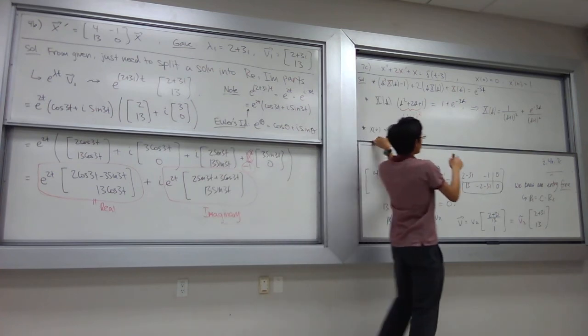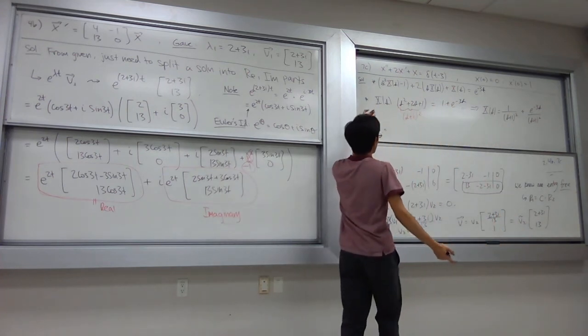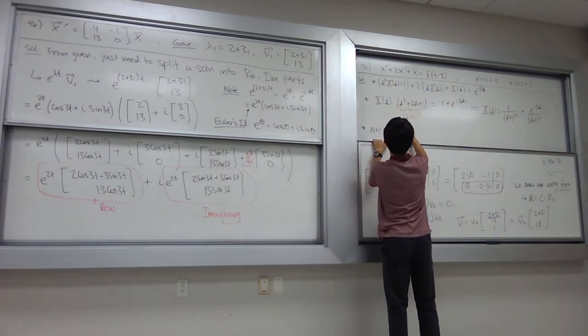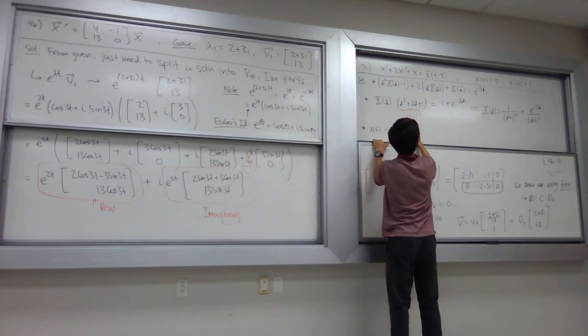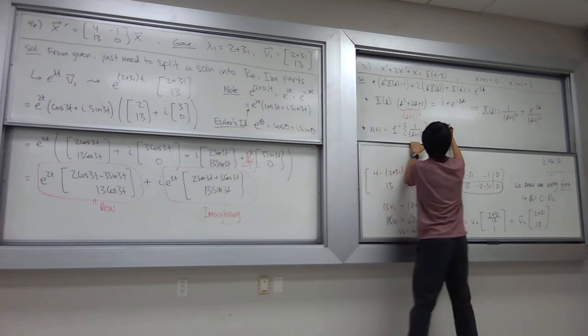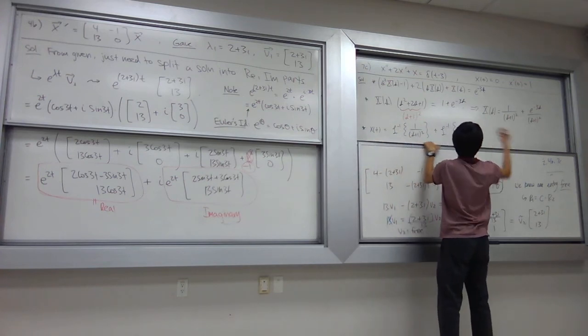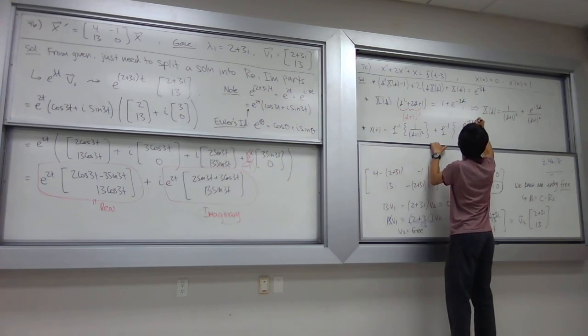So what's it going to be? Well, it's the sum of these two. So we need an inverse transform of each piece. So L inverse of 1 over s plus 1 squared, plus L inverse of e to the negative 3s over s plus 1 squared.